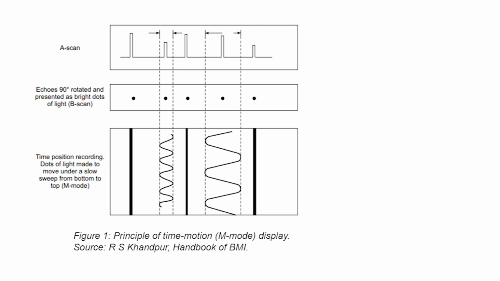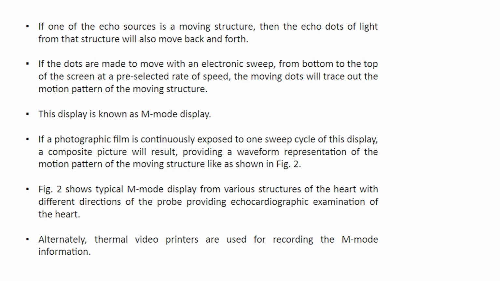Here you can see the amount of vertical displacement is proportional to the strength of the echo, and the distance along the horizontal trace represents the time of sound travel in human tissue, thereby permitting accurate measurement of tissue depth. If one of the echo sources is a moving structure, then the echo dots of light from that structure will also move back and forth. If the dots are made to move with an electronic sweep from bottom to the top of the screen at a pre-selected rate of speed, the moving dots will trace out the motion pattern of the moving structure. This display is known as M mode display.